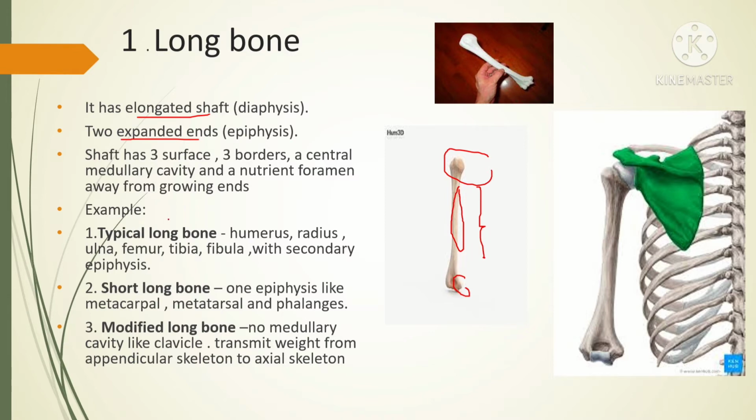Always remember that when you are studying a classification, you also have to learn some examples of it. Long bones are further classified into three types: typical long bones, short long bones, and modified long bones. Typical long bones are the humerus, radius, ulna, femur, tibia, and fibula. The humerus, radius, and ulna are bones of the upper limb. Similarly, in the lower limb, the femur, tibia, and fibula, with a secondary epiphysis. What is the epiphysis? The epiphyses are the ends, and the central region is called the shaft.